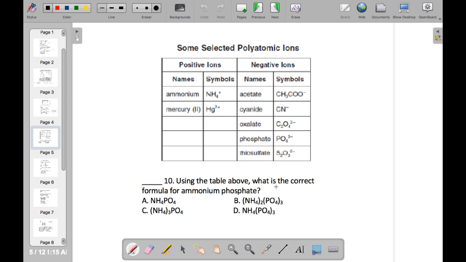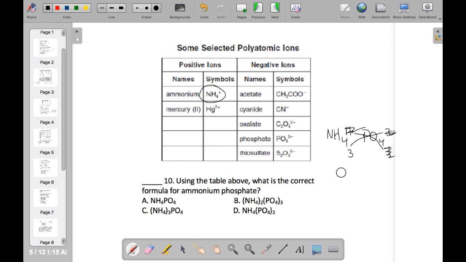Using the table above, what is the correct formula for ammonium phosphate? And luckily they've given us the actual formulas here. We have ammonium and we have phosphate, PO4. Yet again, this is a 1. Let's do the crisscross rule. Do not mess with these numbers. 3, 1. Well, if it's a 1, we don't use it. Get rid of these right away.